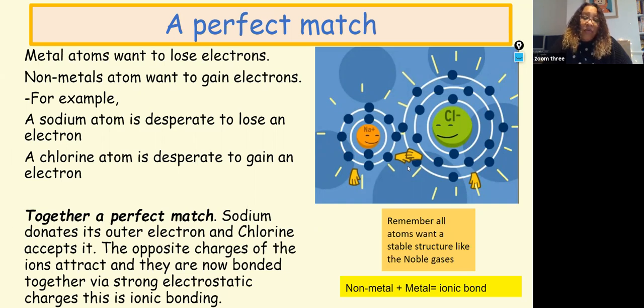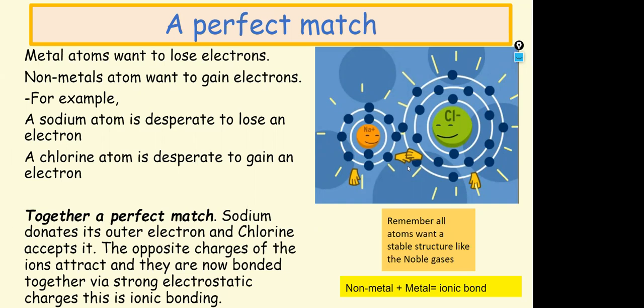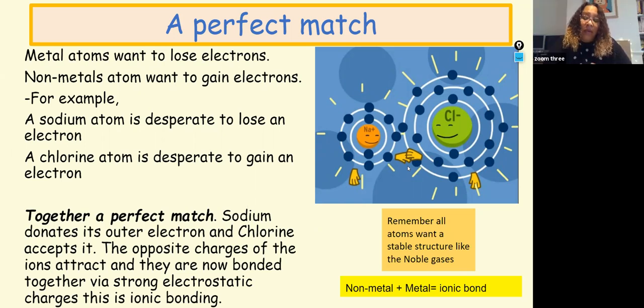The other types of bonding we will go through involve non-metals and non-metals and metals and metals. But for ionic bonding, it's a non-metal and a metal.